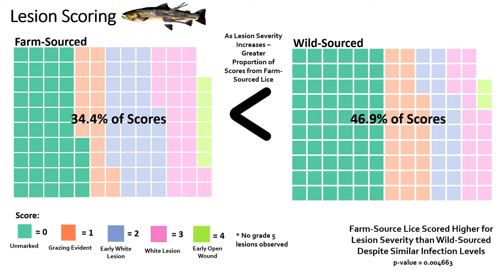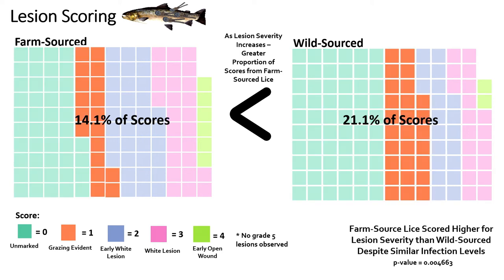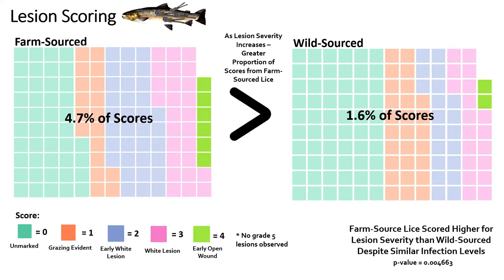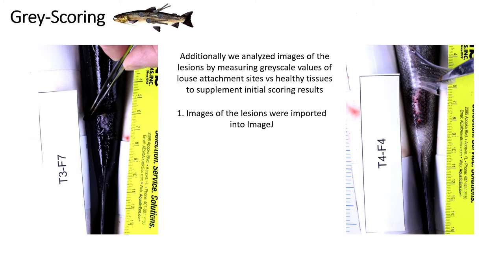As we go up in lesion scoring and more severe impacts, we actually see that we're getting more of those lesions occurring in the farm source lice. So from score 0, there's more of those in the wild source, score 1, more in the wild source, and then as we get up to scores 2, 3, and 4, they're all more in the farm source lice. And if we look at this per site, so say the perianal region or the dorsal region, or combine them all together, they were all significantly greater scores in the farm source versus the wild source. So that's in line with what was shown in the Olgovic study out of Norway.